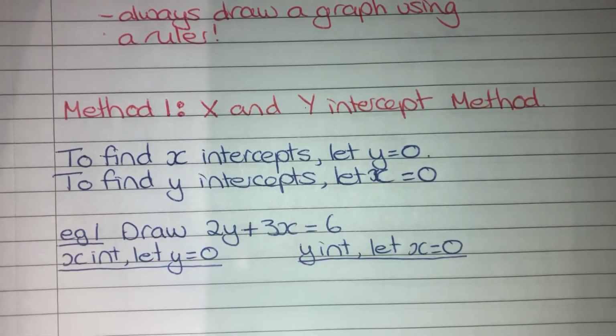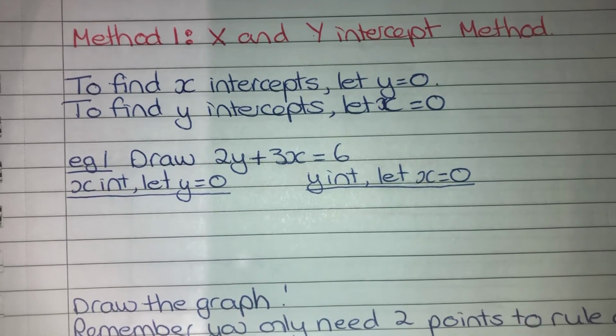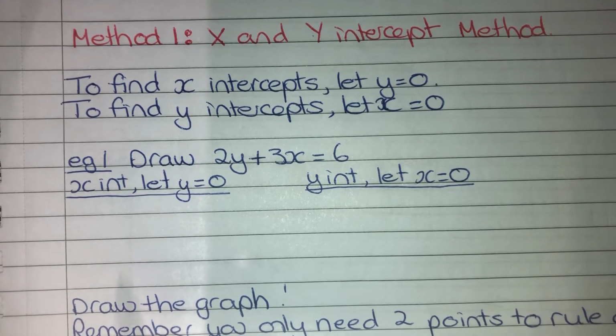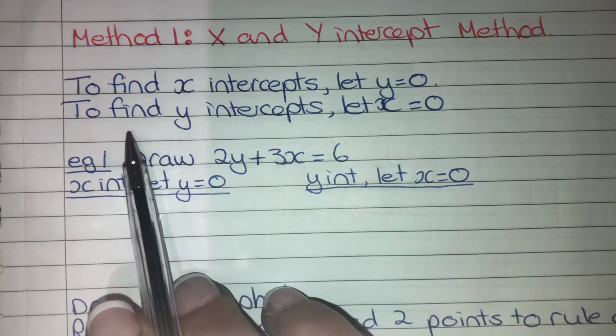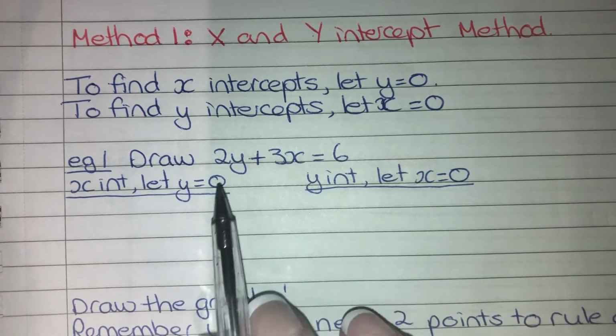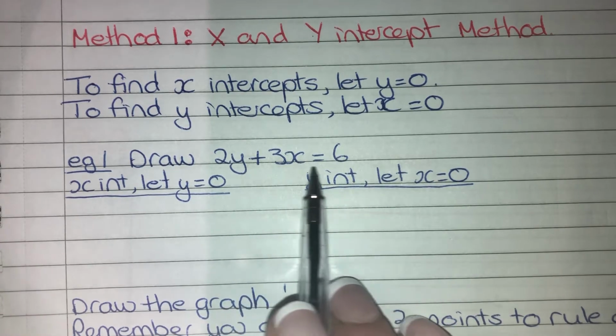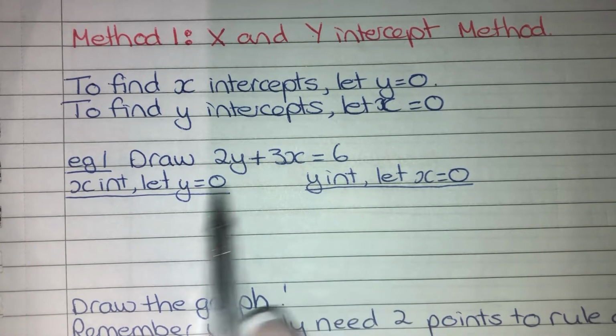Alright, so a couple of methods. The first method is the X and Y intercept method. You've done this before, so hopefully it's good revision for you. To find X intercepts, we let Y equal 0. The opposite, to find Y intercepts, we let X equal 0. So we might have an equation like this. Draw 2Y plus 3X equals 6.